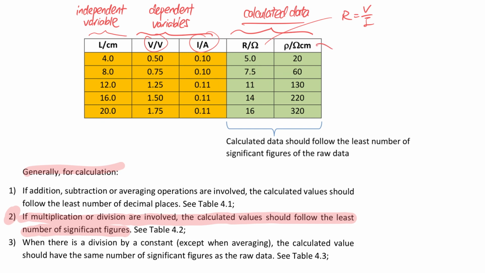The last column here is the rho, which is your resistivity, and it's given as resistance times the length. So basically it's the multiplication of R and L. So you follow the least sig fig because it's multiplication. R is 2 sig fig and your L is 2 sig fig, that's the least. So when it comes together, the answer should still follow 2 sig fig for all.